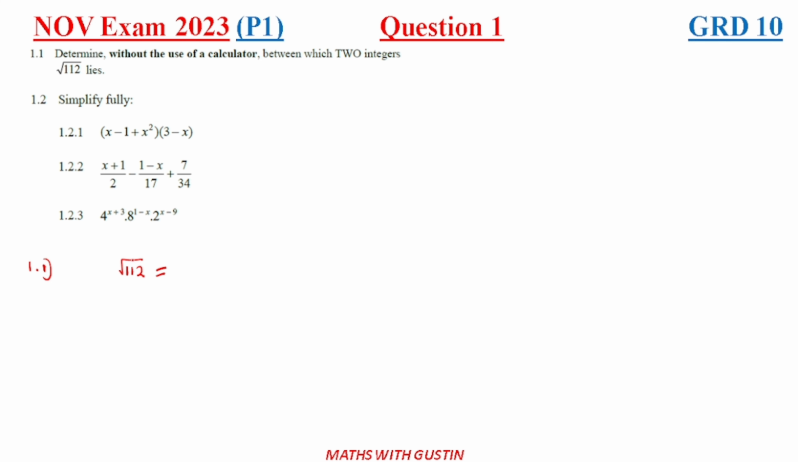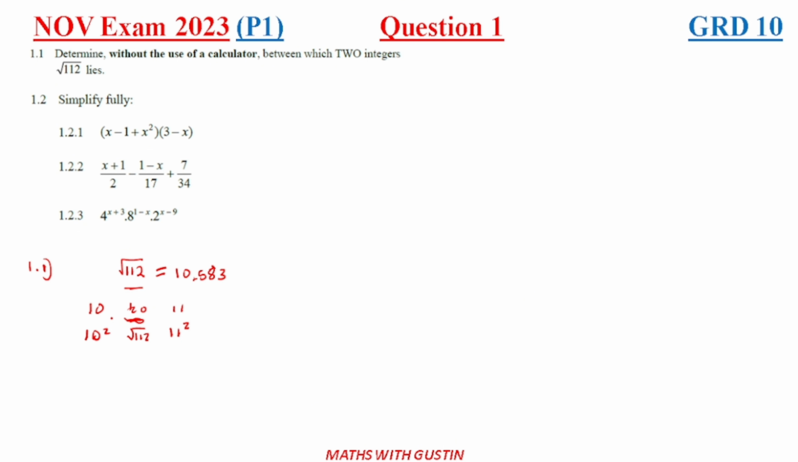So square root of 112, I'm just trying to find out where this number is sitting. Square root of 112 gives us 10.583. So you can see that this number is somewhere between 10 and 11. So what do you do in this case? You can take 10 squared as your number and also 11 squared as your number, leaving this number in between.